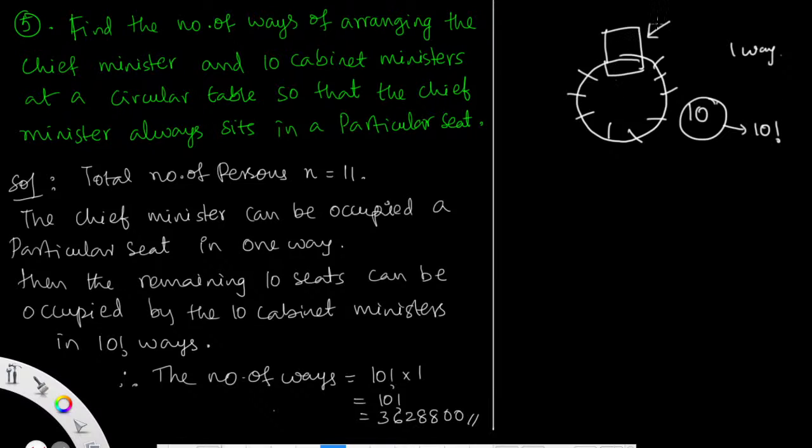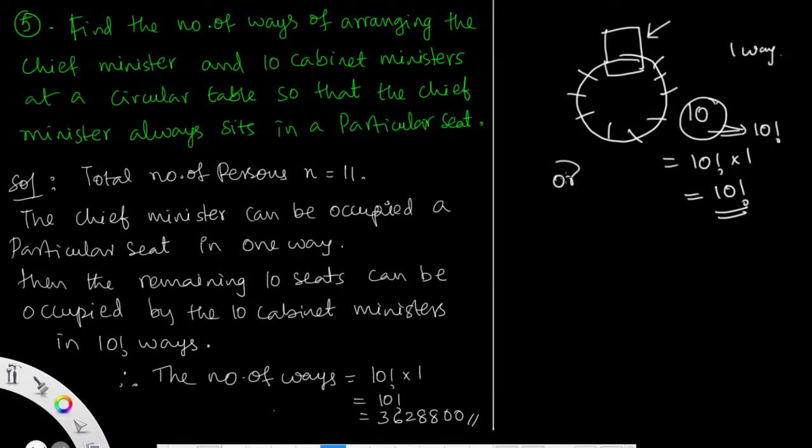If it is first one, arrangement is over. Why? Because the chief minister occupies a particular seat, he can sit anywhere, that is only one way he has to choose. Then the remaining 10 cabinet ministers can sit in a linear permutation. The first option is over. Then you get the 10 places, and the 10 cabinet ministers can occupy them in 10 factorial ways. So the total is 10 factorial into 1, that is 10 factorial ways.